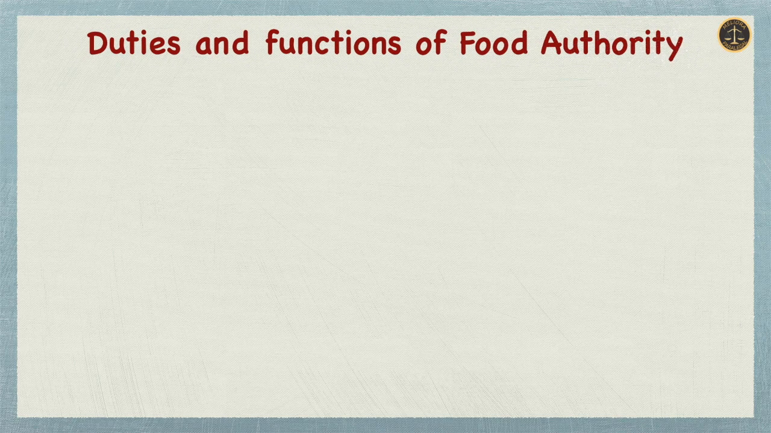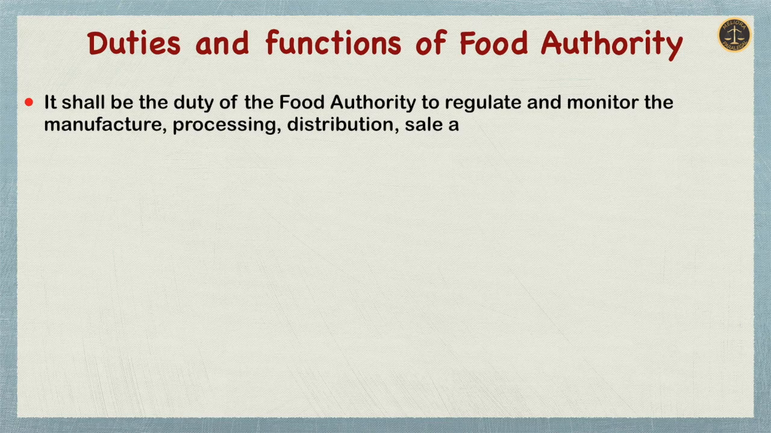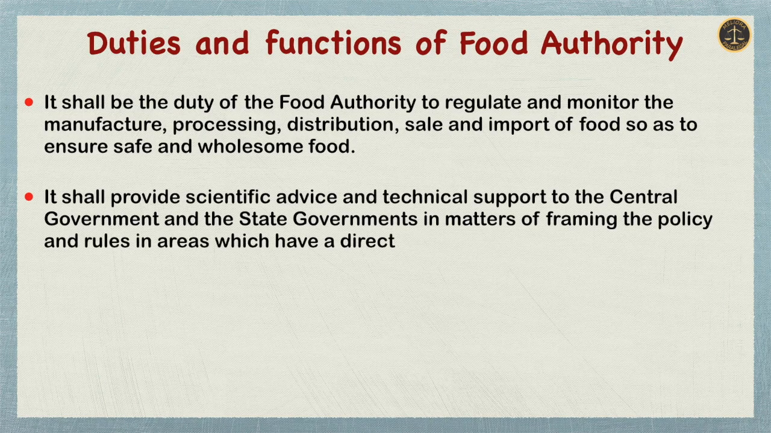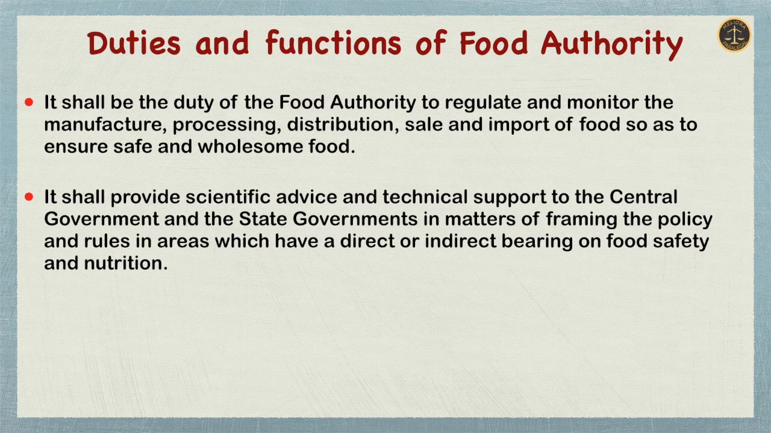Now, the next point is duties and functions of the Food Authority. It shall be the duty of the Food Authority to regulate and monitor the manufacture, processing, distribution, sale, and import of food, so as to ensure safe and wholesome food. Next, it shall provide scientific advice and technical support to the central government and the state governments in matters of framing the policy and rules in areas which have a direct or indirect bearing on food safety and nutrition.